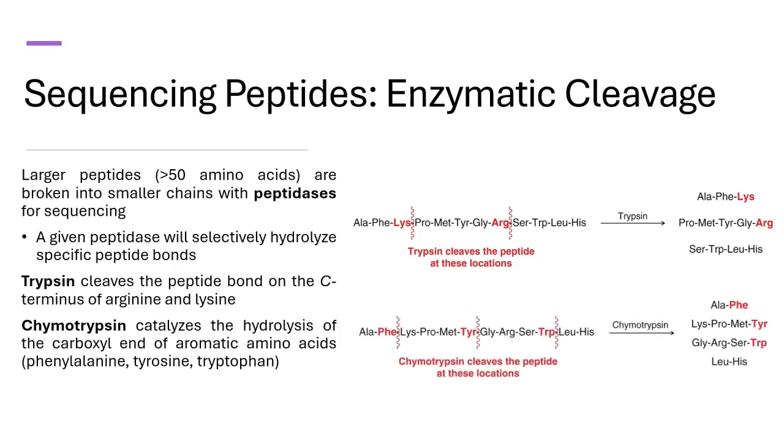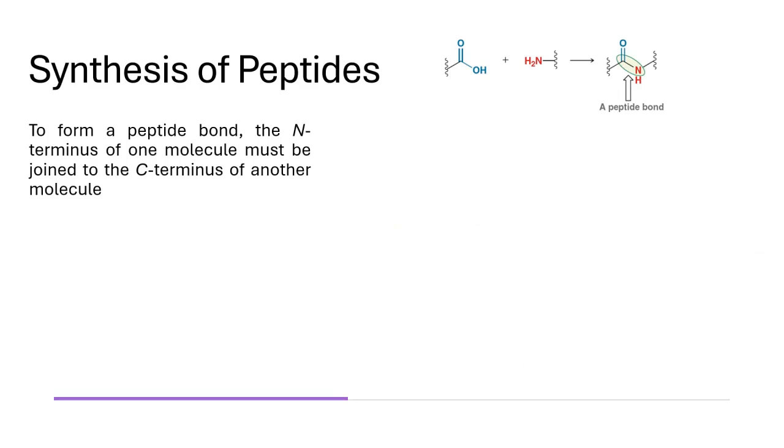Synthesis of peptides. To form a peptide bond, the N-terminus of one molecule must be joined to the C-terminus of another molecule. DCC is a popular coupling agent used for that purpose. The mechanism is here, but just know that this is a method to synthesize peptides.